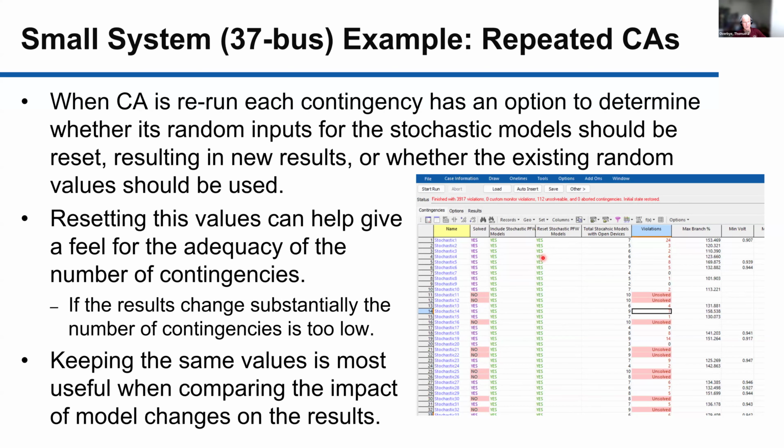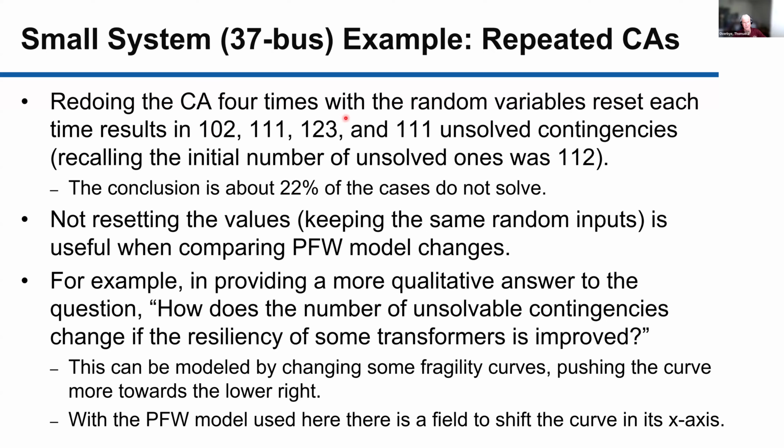So rerunning the contingency analysis 4 more times with the random variables reset, I get 102 power flows that didn't solve, 111, 123, and another 111. And that, recalling the initial value was 112. The conclusion is that about 22% of the time, this case is not going to solve.